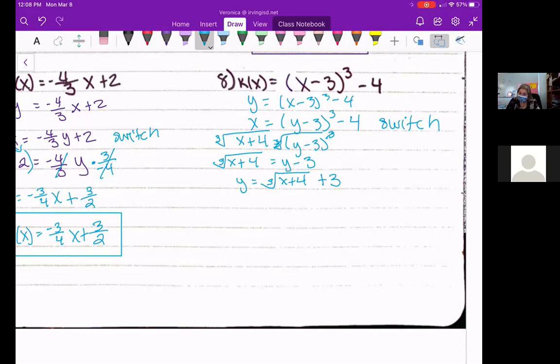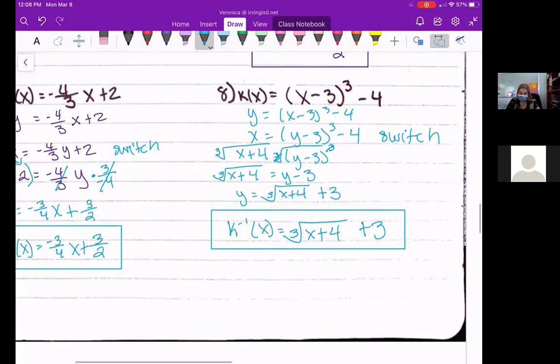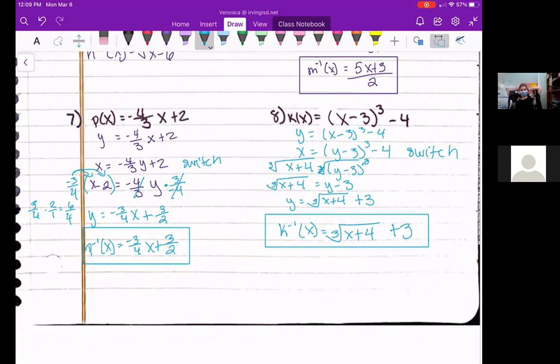So then the last step is just to convert it into inverse notation. So k inverse of x is equal to the cube root of x plus 4 plus 3. So this would be your inverse function to k of x. Okay, I'm going to give y'all like 30 seconds to finish writing that down, and then we're going to move on to determining whether functions are inverses. So basically verifying if they're inverses or not.